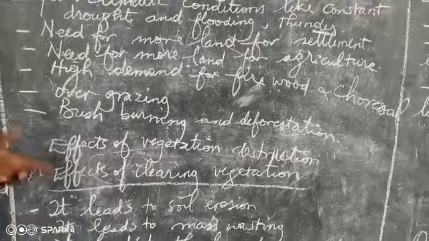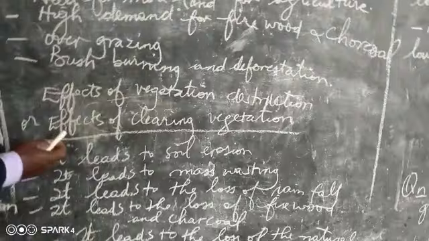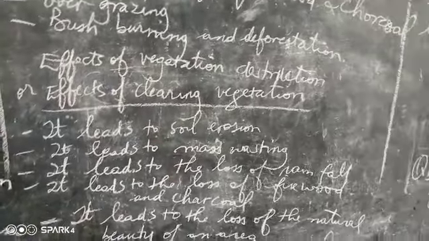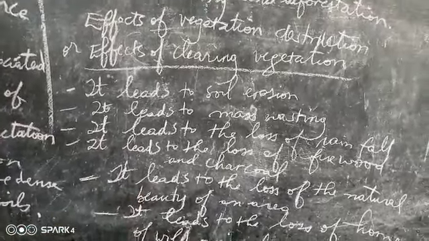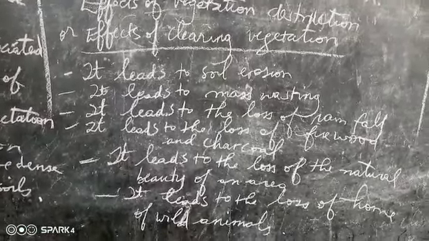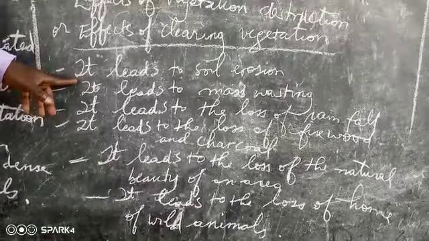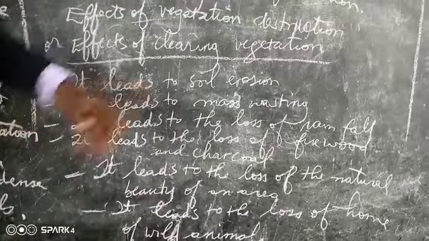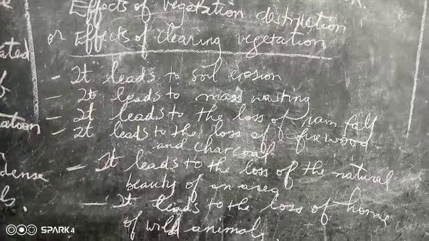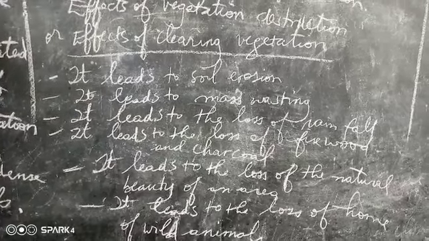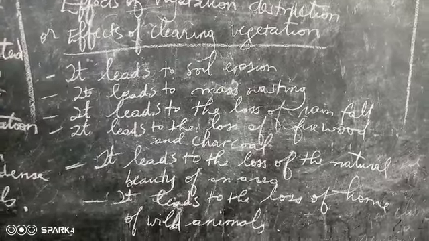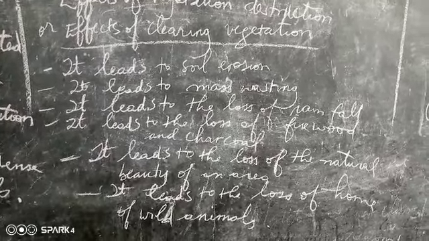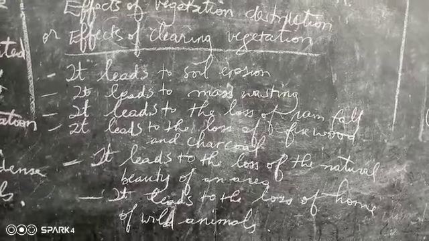So let's go to effects of vegetation destruction. Effects of clearing vegetation. If we clear vegetation, if we destroy vegetation, what consequences, what effects, what results will it produce? Number 1, if we cut down the trees, if we destroy vegetation, it can lead to soil erosion, because the surface of the earth will be bare, and therefore soil will be exposed to the agents of erosion. Vegetation destruction can also lead to mass wasting.